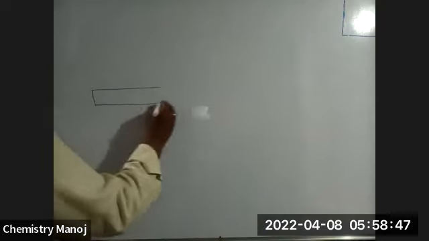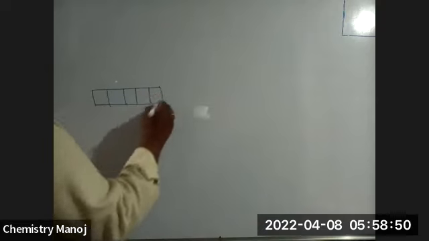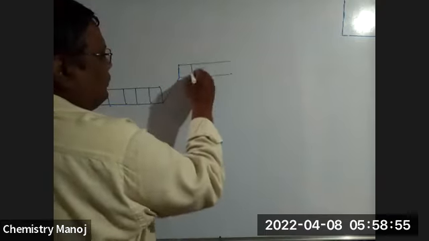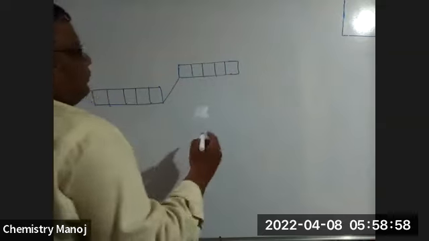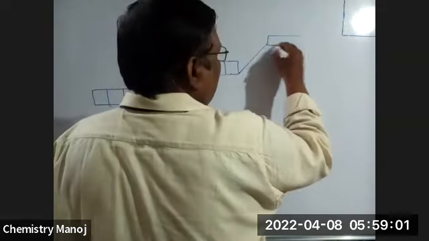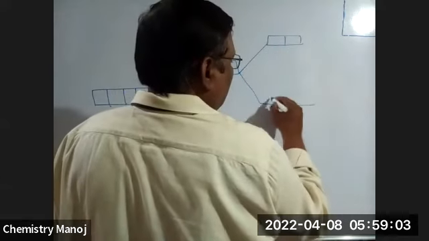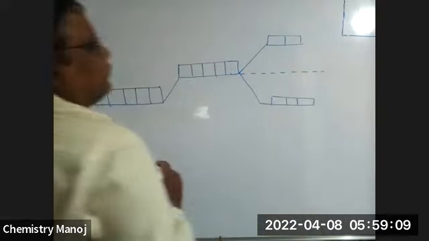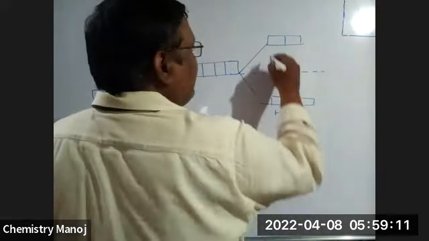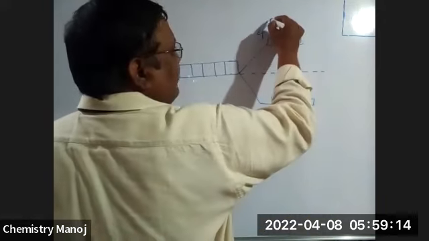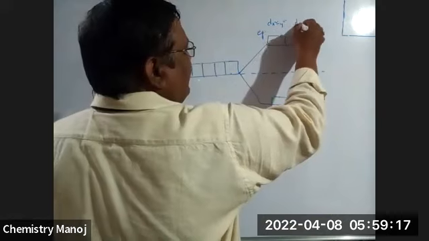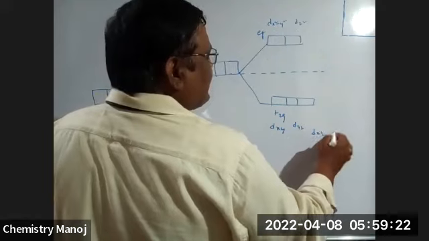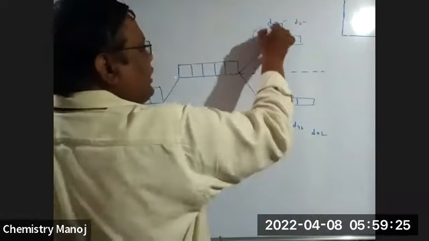Finally, my dear, I'm once again rewriting that diagram. These are t2g orbitals. These are eg orbitals. The eg orbitals are dx square y square and dz square. The t2g orbitals are dxy, dyz, dxz.